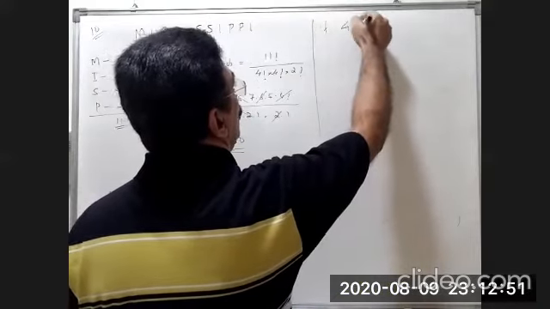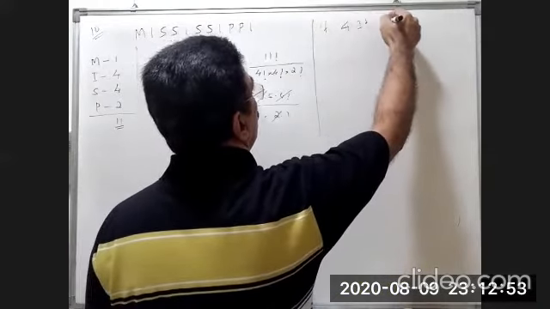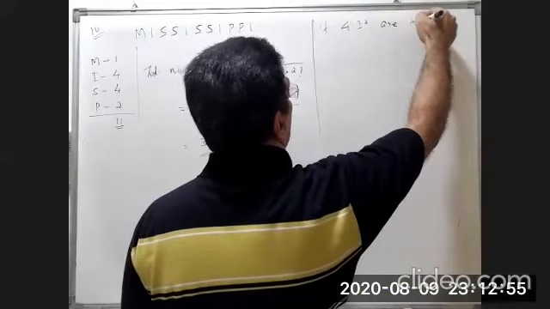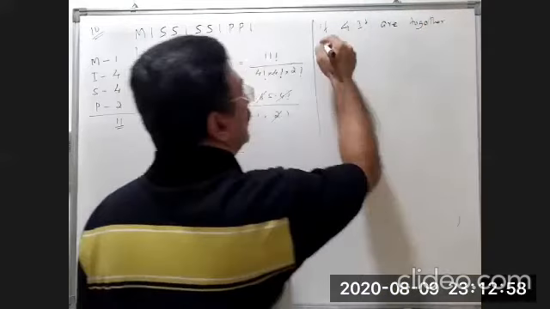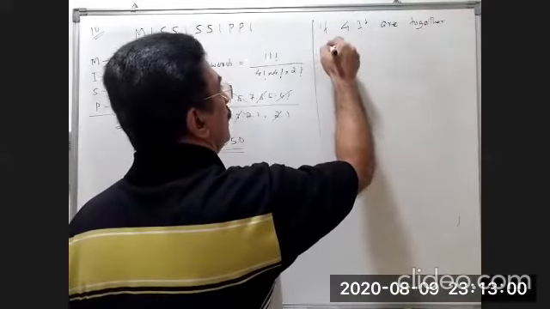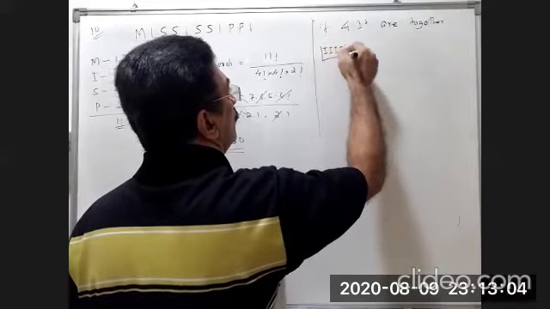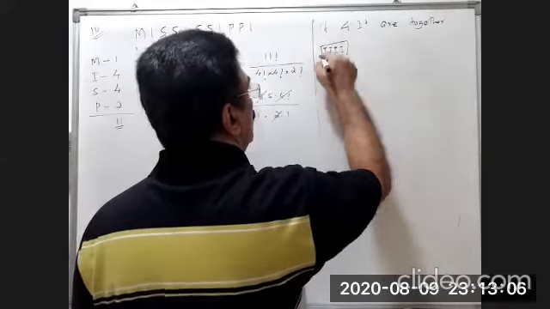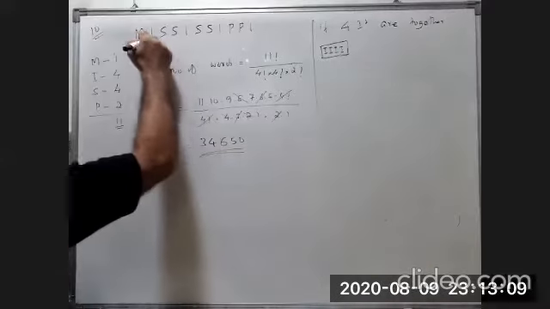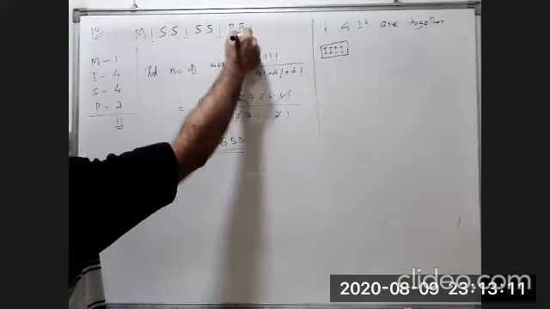See, if 4 I's are together, this 1, 2, 3, 4 I's are together.